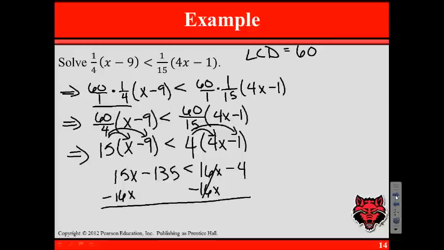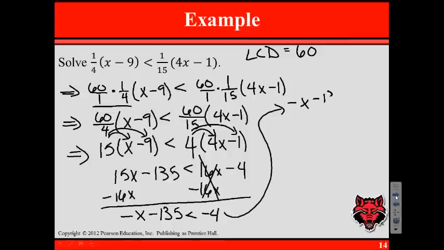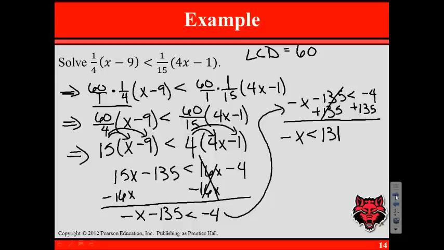The opposite 16x's cancel on the right side. On the left side, 15x minus 16x is negative x. We also have minus 135 is less than negative 4. Let's get some more room here. So negative x minus 135 is less than negative 4. And let's add 135 to both sides of the inequality. The opposite 135's cancel. Negative x is less than negative 4 plus 135, which is 131.